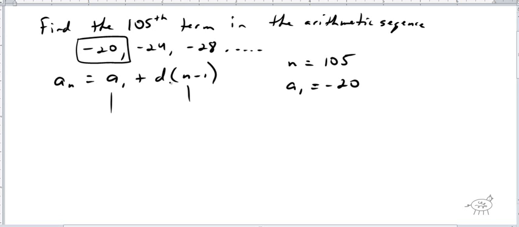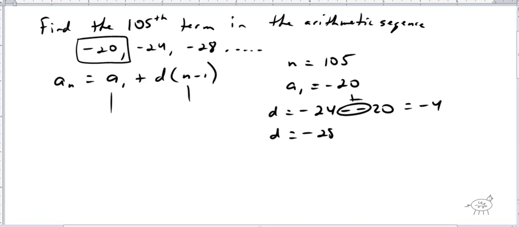Well, d is the common difference. Remember, the common difference is you always take the term and you subtract the preceding one, the one before it. So d is -24 minus the one before it. So be careful with the double negatives here, right? So d is -4. It's a good idea to check it for at least 2 terms. So if I said -28 minus -24, that gives you -4 as well. So d is -4. And then we plug it in.